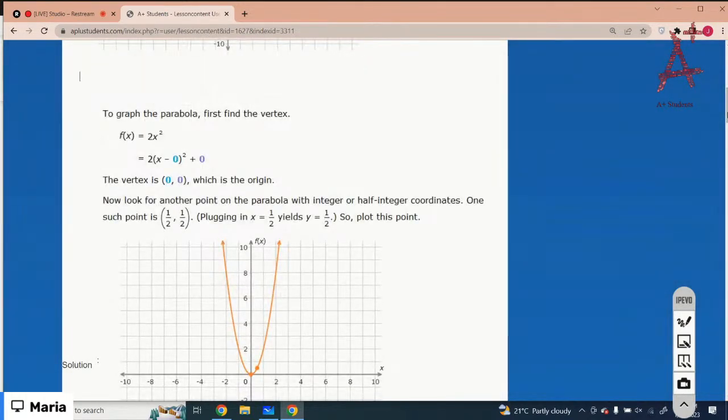See, here you have 2 times (x minus 0) whole square plus 0. That means the vertex is (0, 0). Got it? And the other 2 points are (1, 2) and (-1, 2). So here is the parabola. Got it?